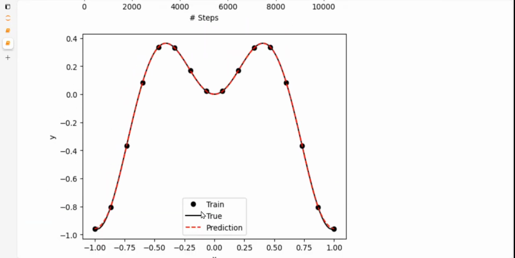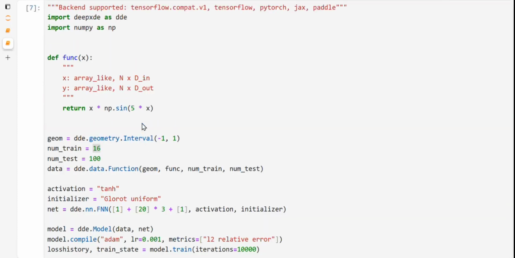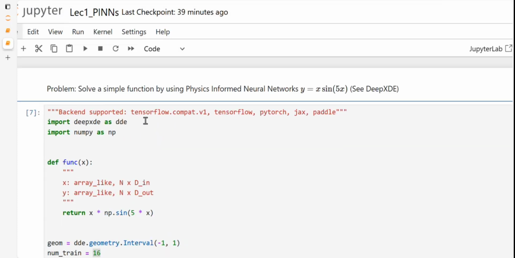The training points are shown in black dots, and the true value is given as a black curve, which is not visible over here. The prediction of this model is very good. You can see that the red broken line is the prediction, and it matches with the exact value. So this was all about the neural network for solving this problem.